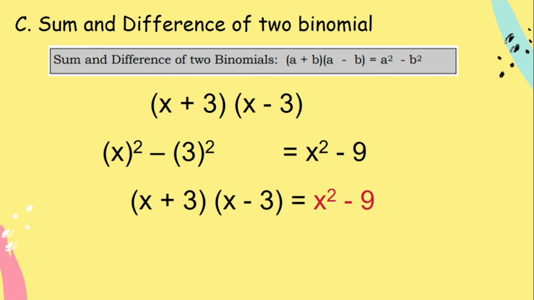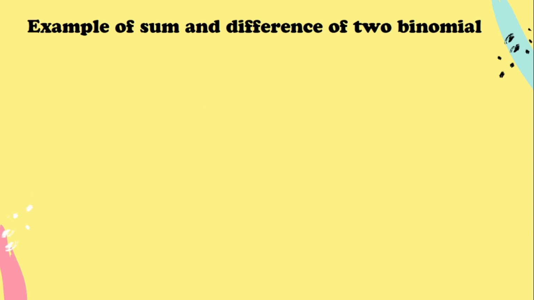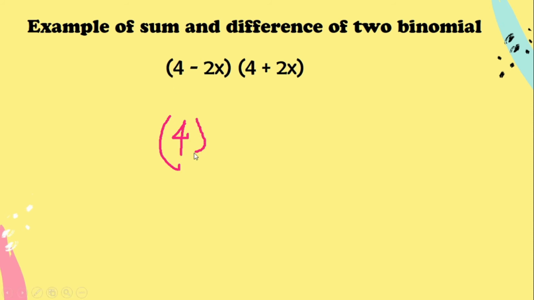Lagi siyang minus. So, example of this is, let's have this. 4 minus 2x, 4 plus 2x. Pinagkaiba lang niya, isa plus, isa minus. Or I mean, isa minus, isa plus. So, square lang daw natin yung dalawa. So, square natin si 4. Yung first natin, square natin. Tapos, lagi daw siyang minus, tama?